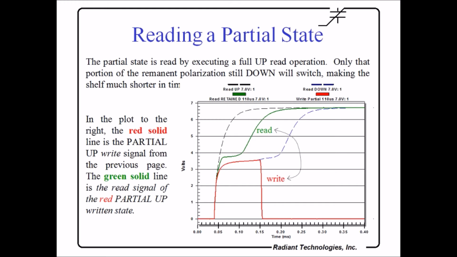Now one way to read this is to apply a saturating read pulse or saturating read voltage. So let's say I write to this state right here. I've used up this much shelf voltage. If I then apply a long voltage to the capacitor, to the circuit, it's going to rise, go to the shelf, but the shelf is only going to be this long, as you can see. Then it's going to go and saturate.